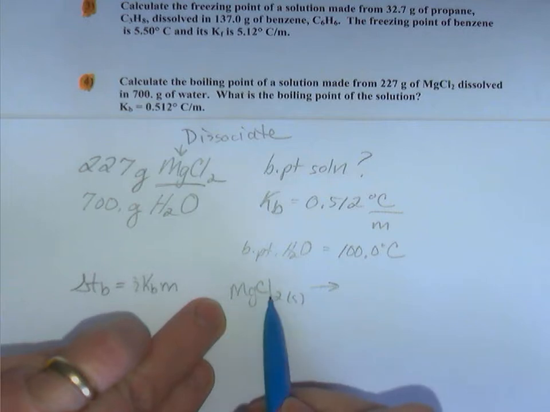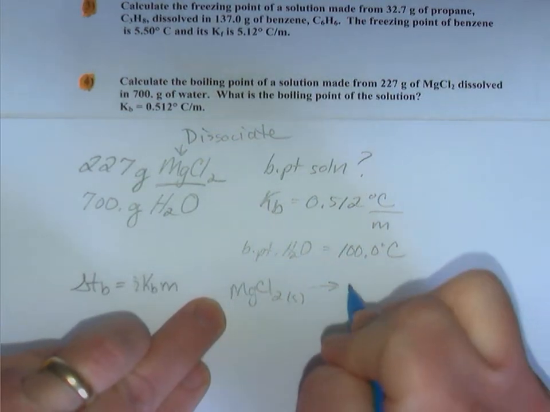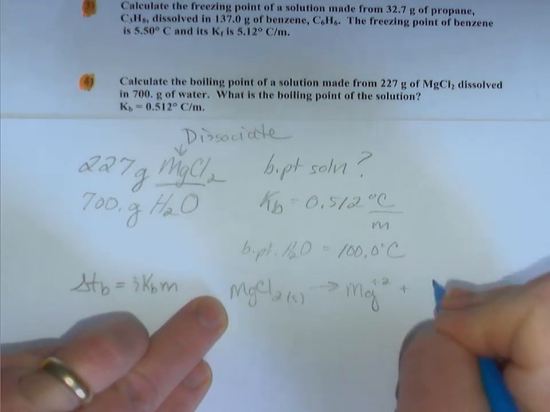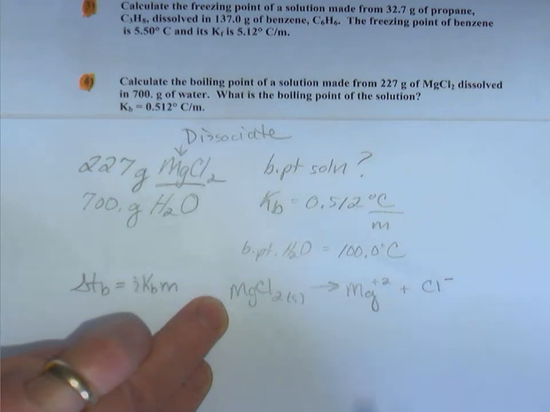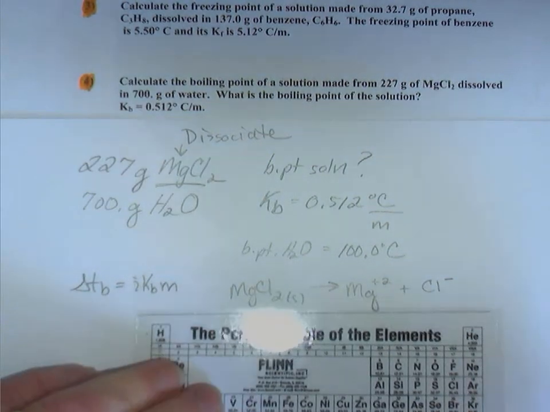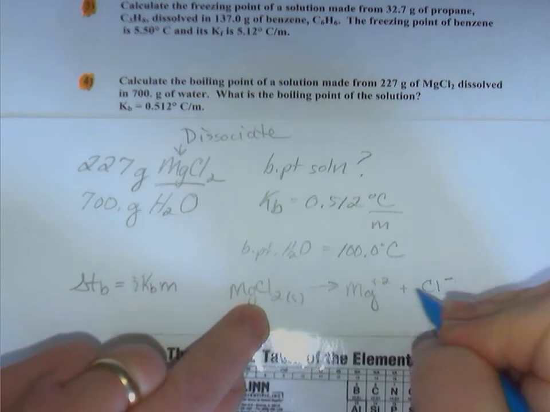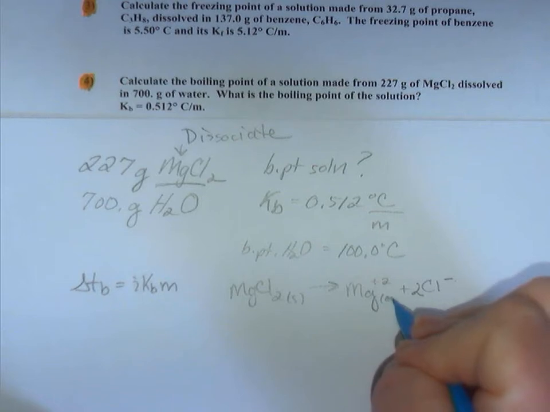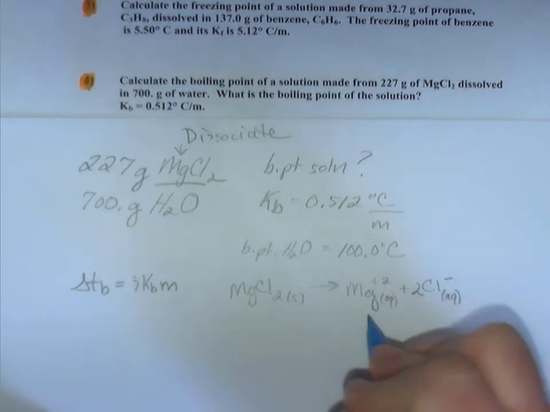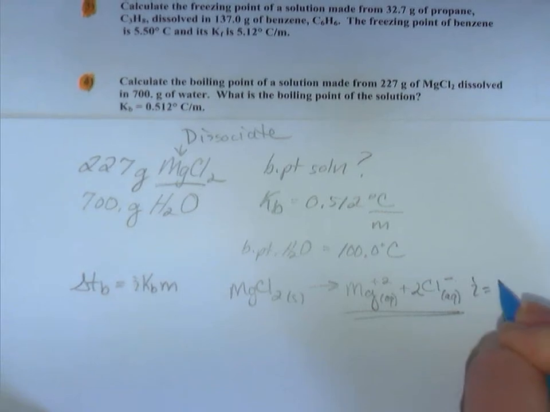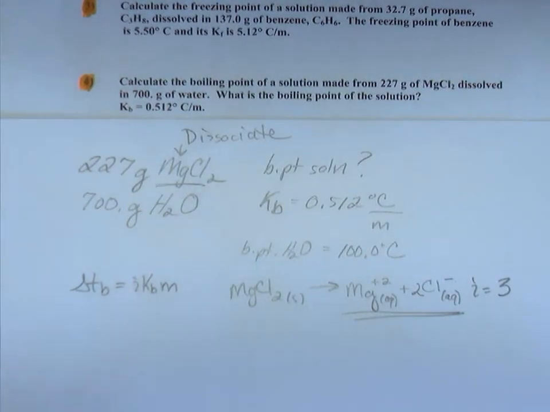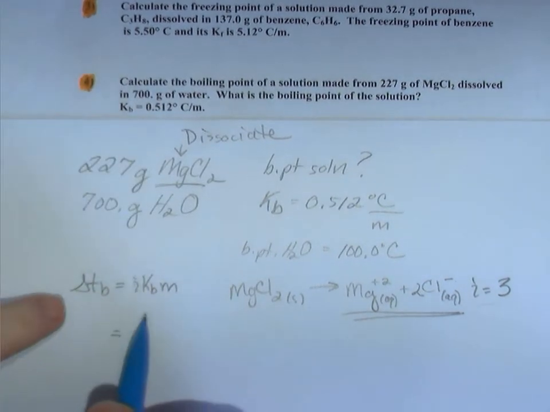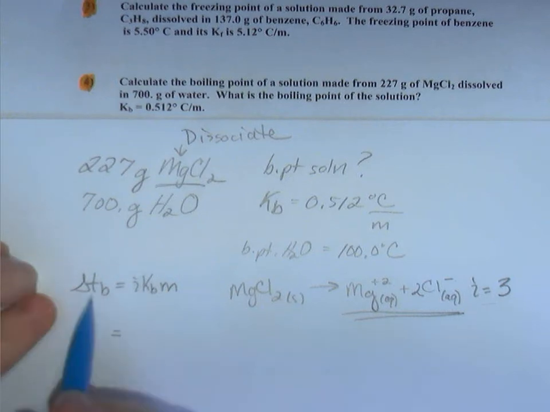For every 1 magnesium chloride in water, it will separate the magnesium from the chloride ion. Remember, chloride is -1. We need 2 of them for every 1 magnesium plus 2. So I get 1 magnesium plus 2, but 2 chlorides, a total of 3 ions for every 1 magnesium chloride. My Van 't Hoff factor is 3. So to find the new boiling point, I just need to follow my equation. This is what I'm solving for.